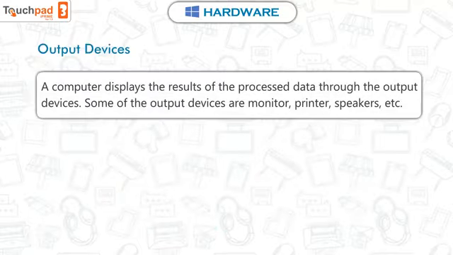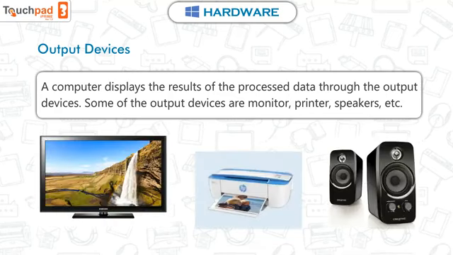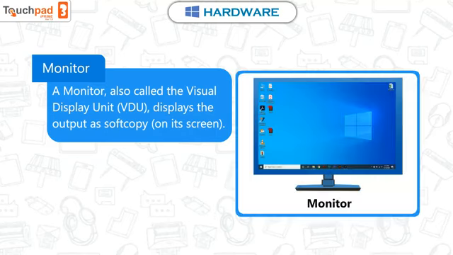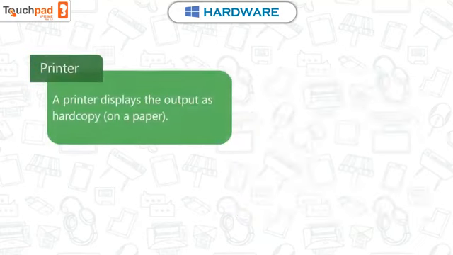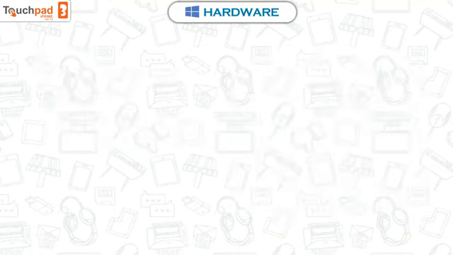Output devices. A computer displays the results of the processed data through the output devices. Some of the output devices are monitor, printer, speakers, etc. A monitor, also called the Visual Display Unit, VDU, displays the output as soft copy on its screen. A printer displays the output as hard copy on paper.